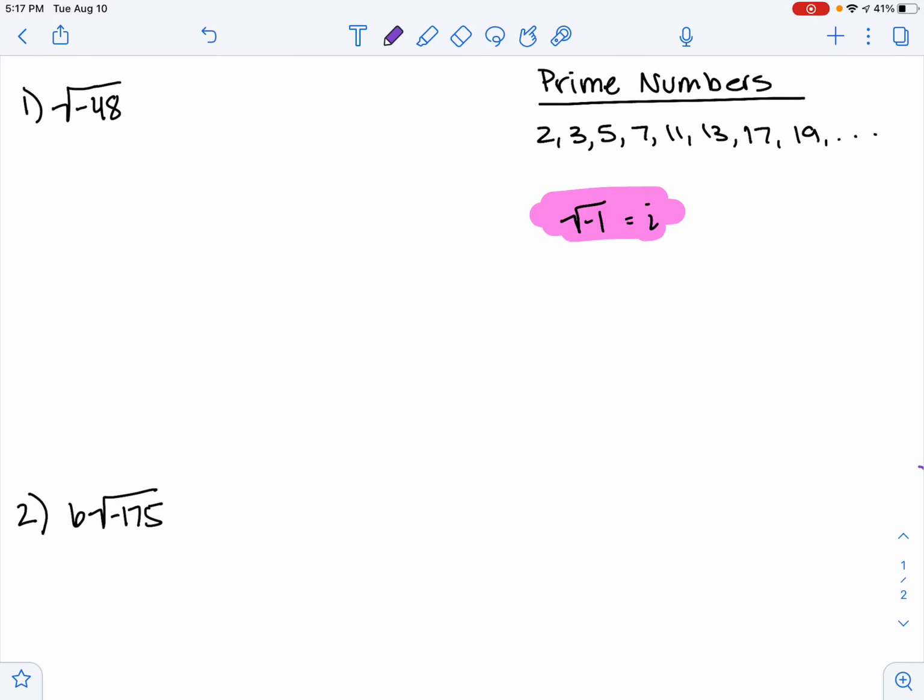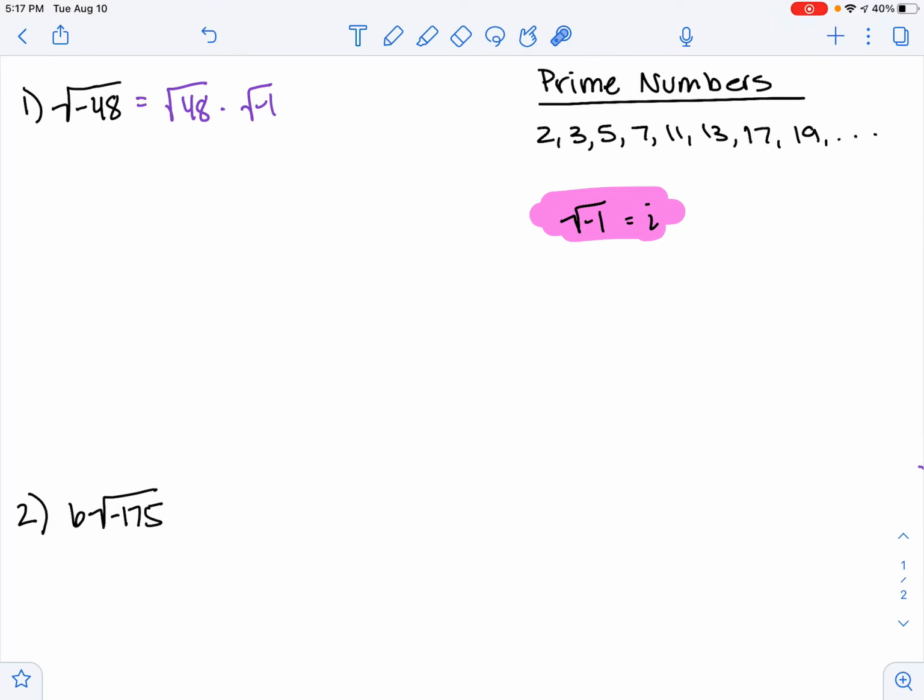The first thing that you want to do on example 1 is break this up into the square root of 48 times the square root of -1. And this is important because we know that the square root of -1 is the imaginary number i. By separating this, it allows us to simplify the square root of 48, and then we can attach the i to that answer.